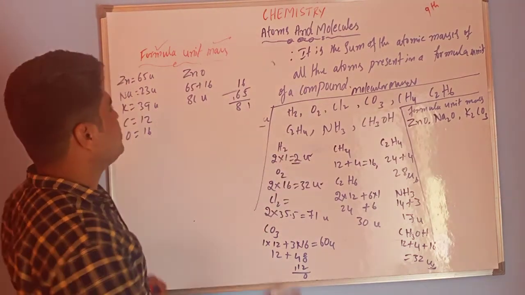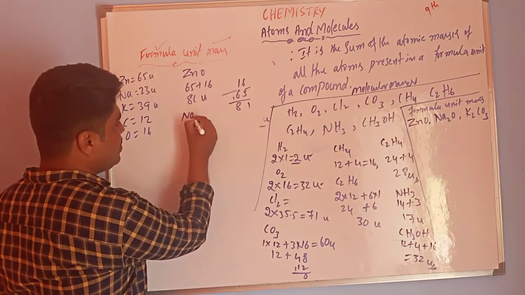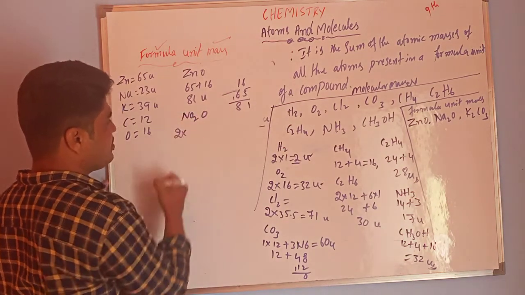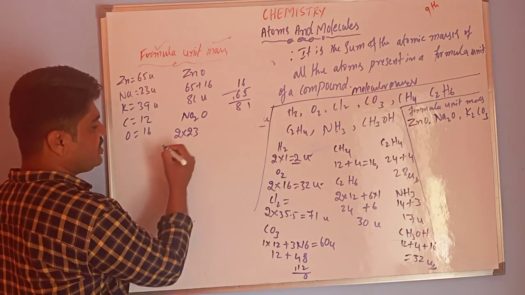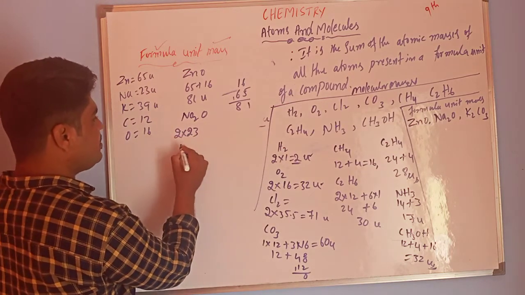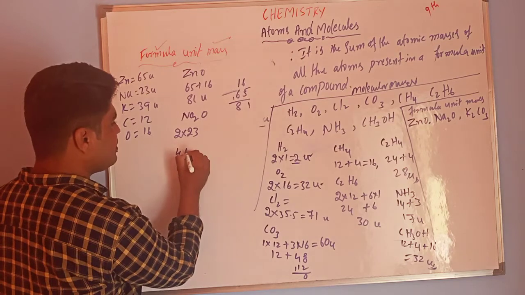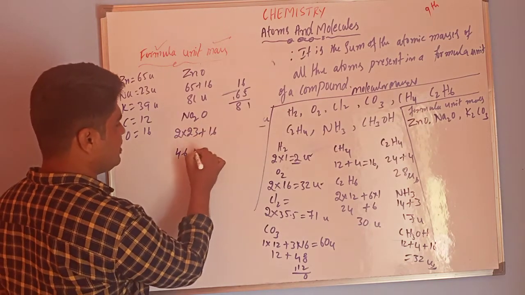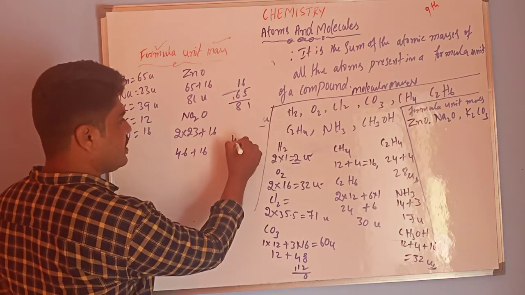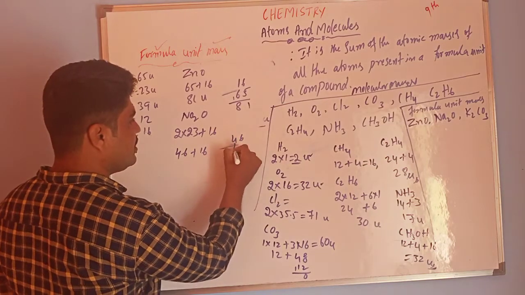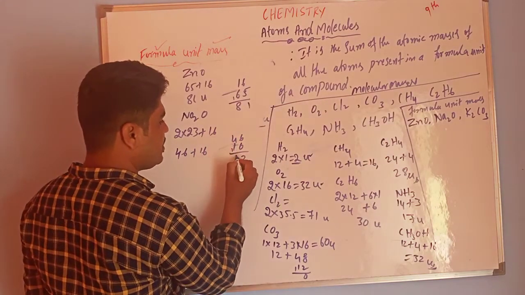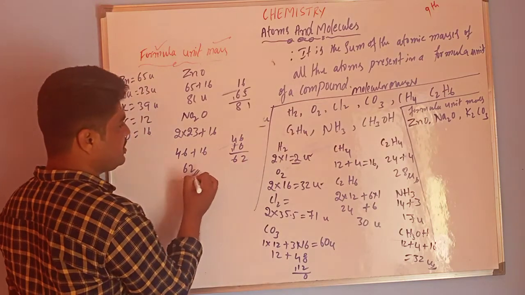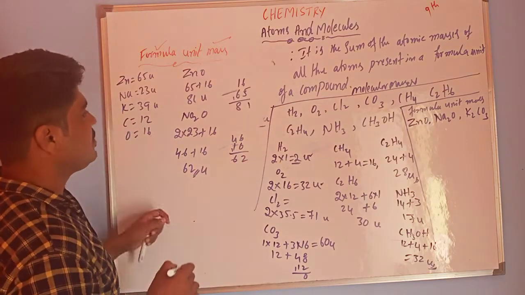Next compound, Na2O. In Na2O there are 2 sodium atoms. The atomic mass of sodium is 23, so 23 into 2 is 46. Next, oxygen 16. So 46 plus 16 is 62 u.